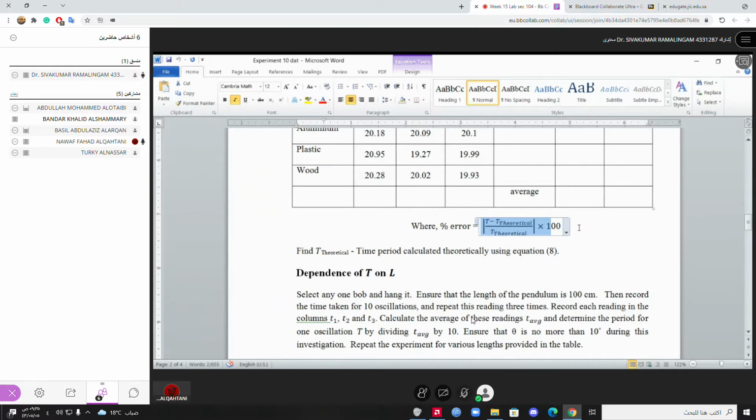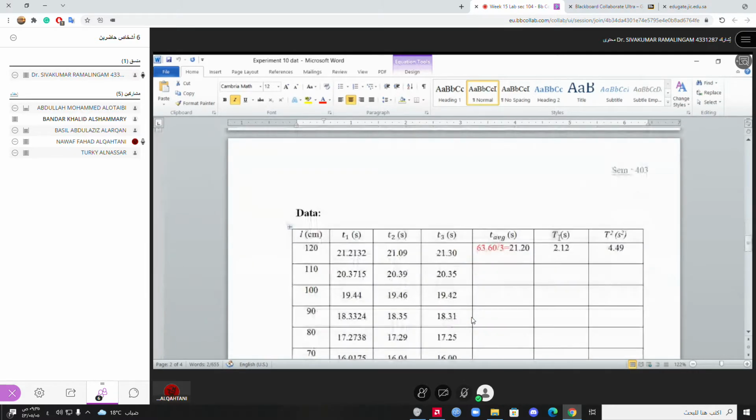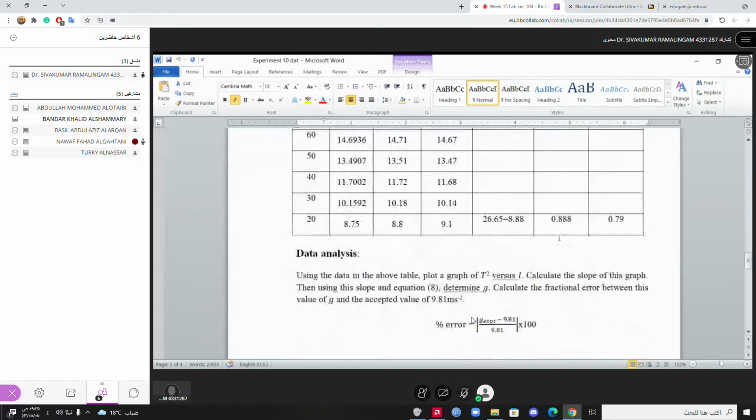Doctor, the x-axis will be L and the y-axis will be T square. You have the report with you? What is written here? T square versus L. T square should go to the y-axis, L should go to the x-axis. Okay. And to find g, doctor, 4 pi square over slope. Yes.